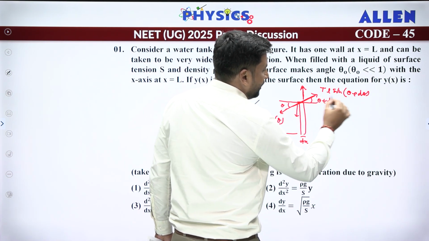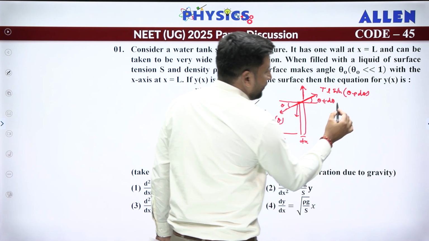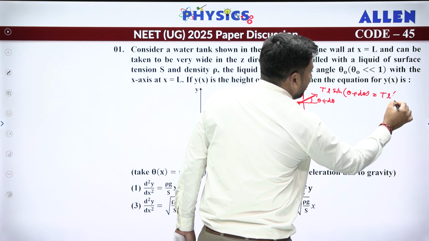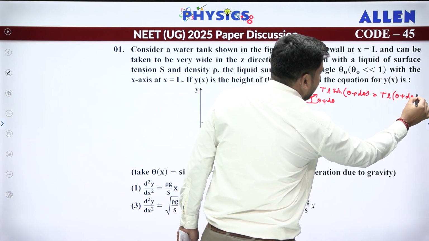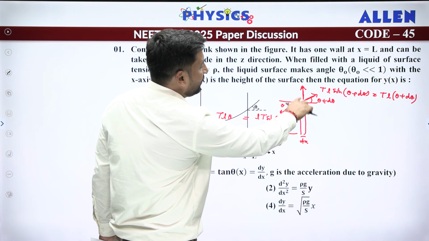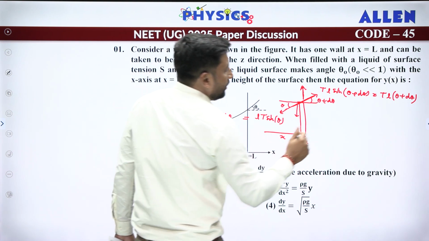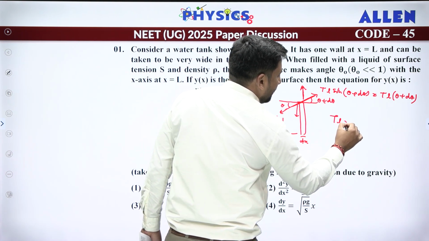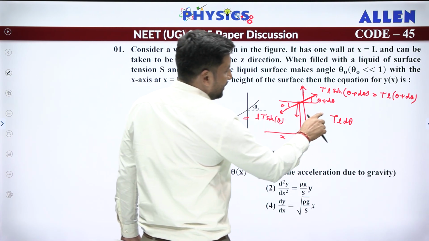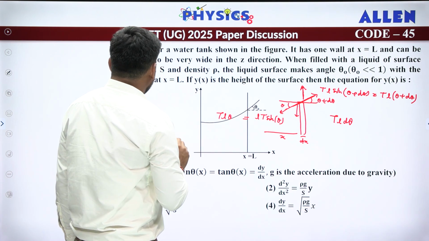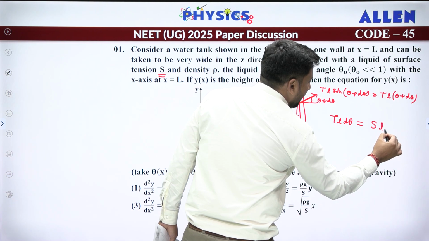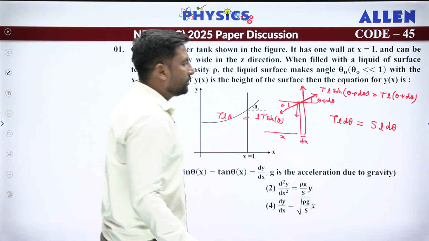So if you take the component, we can write sine theta as theta, as theta is very small. So this we can write as T into L into theta plus d theta, and here TL into theta. If you calculate the net force due to surface tension, it will come out as TL d theta. I have taken the surface tension as T here, but in the question it is taken as S, so I am going to replace it: SL d theta.